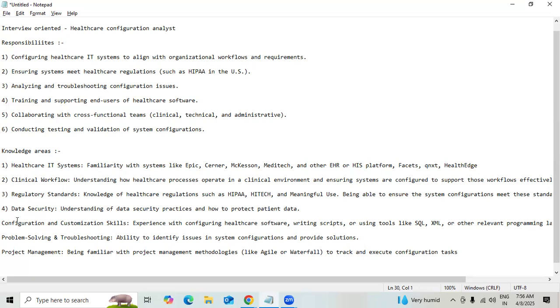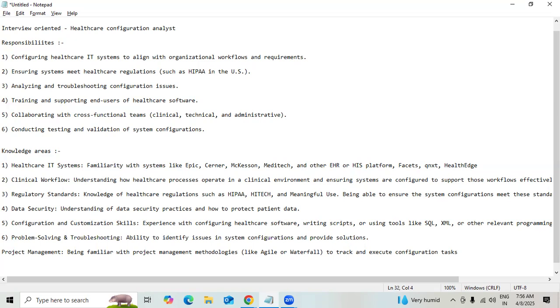Next one is configuration as well as customization skills, like we must have experience in configuring healthcare software, right? Our technical knowledge is an additional advantage when you are writing any scripts or using any kind of tool, something like SQL, XML, right? Some applications, because file formats may vary. Some are XML file formats, some are JSON file formats. Right? So configuration and customization skills are even required, all that.